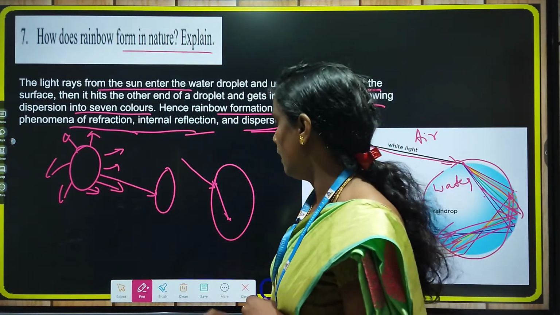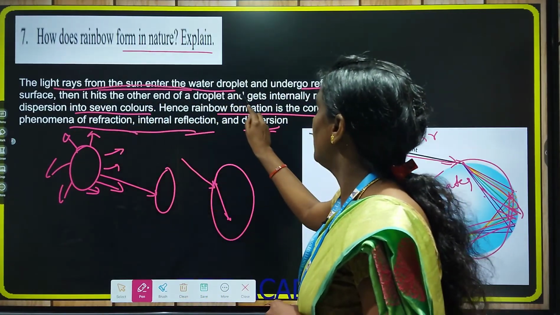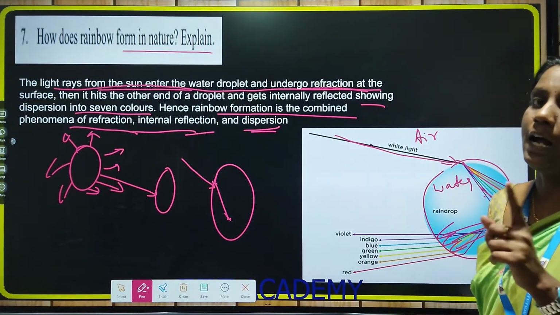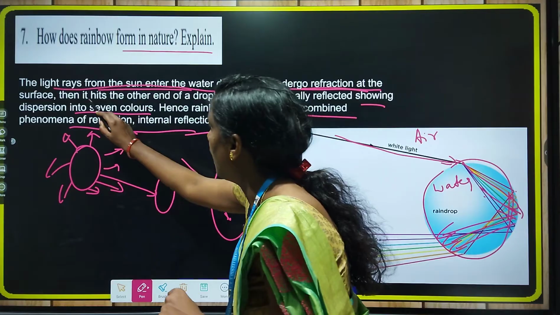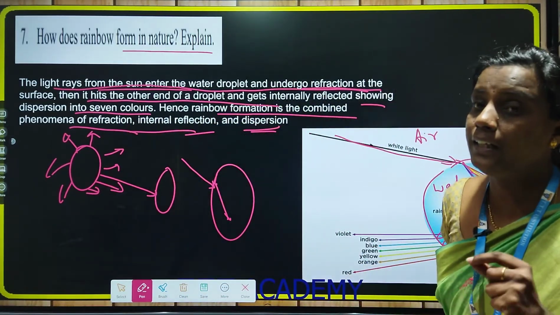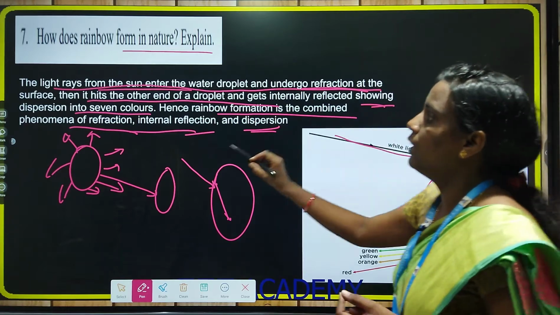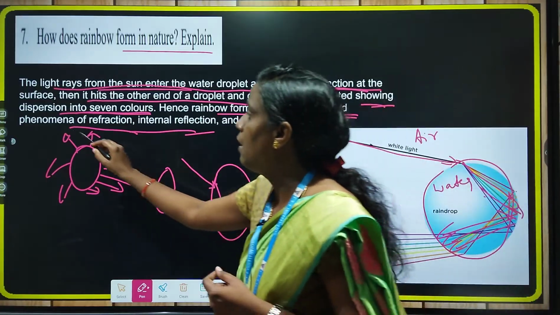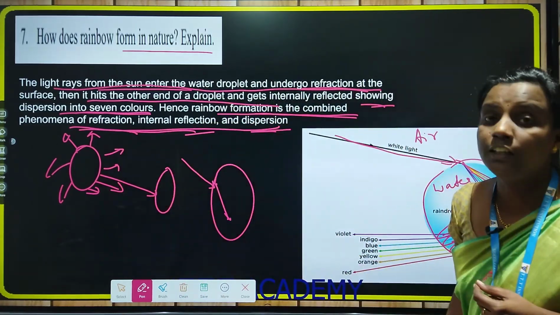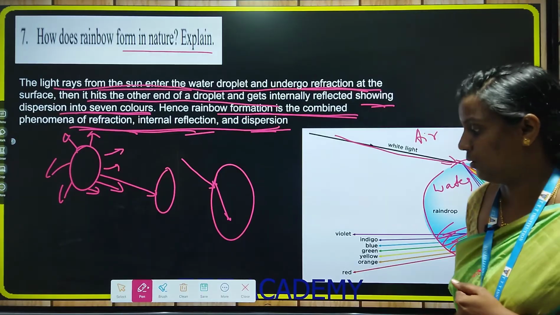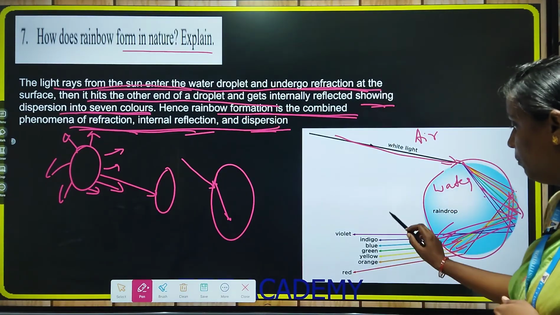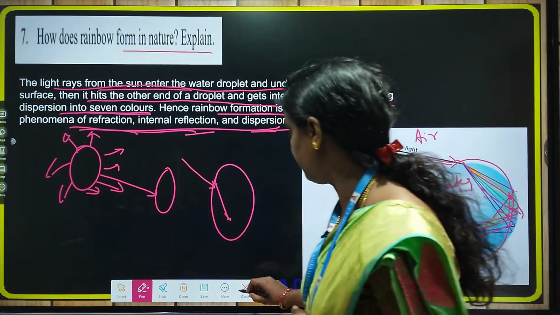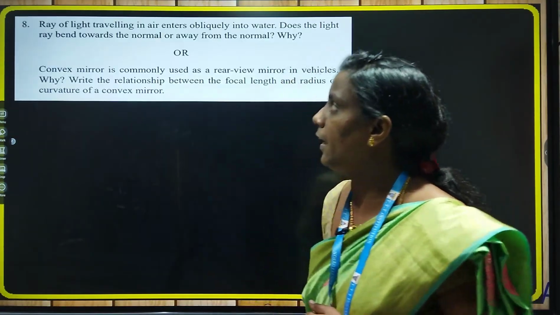So, once again I will read everything. The light rays from the sun enter the water droplet and undergo refraction at the surface. Then it hits the other end of the droplet and gets internally reflected, showing dispersion into 7 colors. Hence, rainbow formation is a combined phenomenon of refraction, internal reflection and dispersion. Okay. Fine, children. That dispersion will have 7 colors. You know that: violet, indigo, blue, green, yellow, orange and red. Fine. Then the next, 8th question.